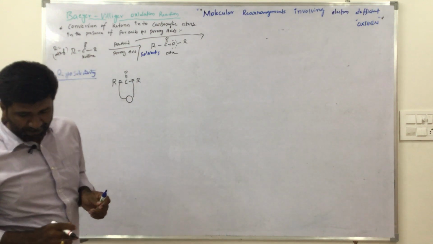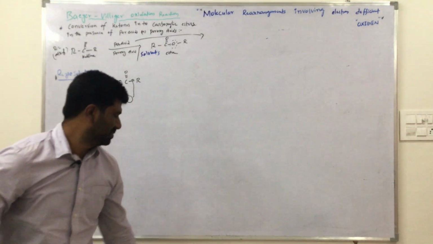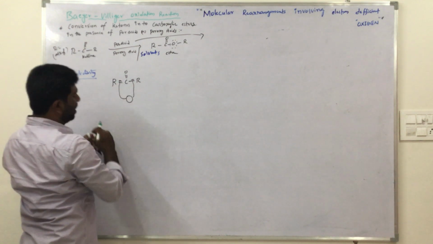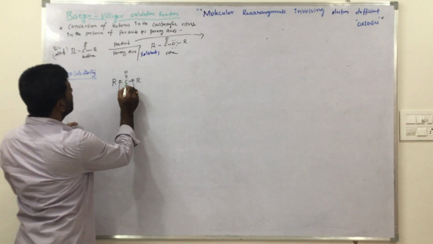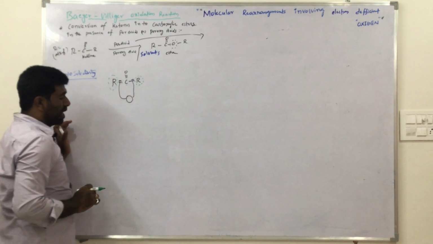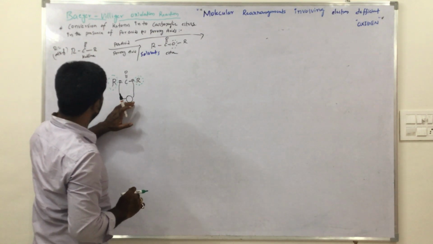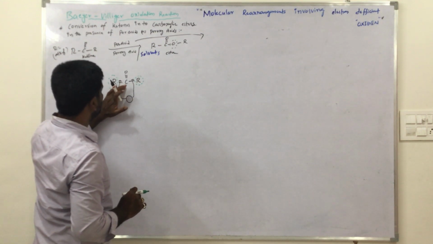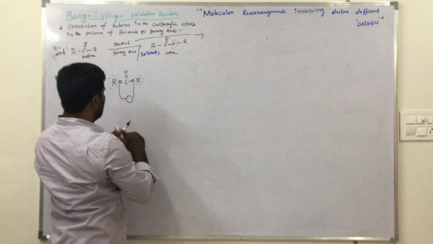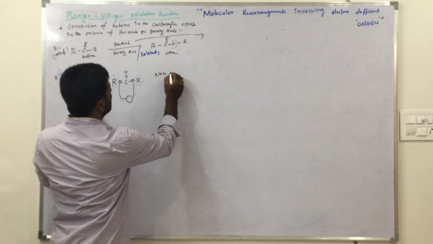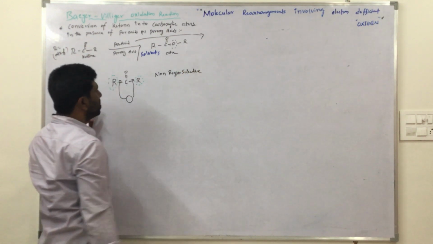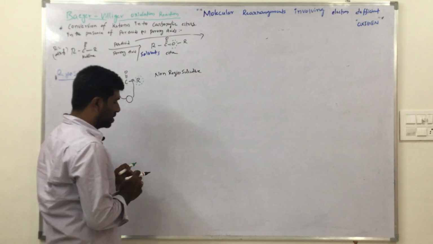both sides of the keto group have the same alkyl group. So oxygen insertion takes place on both sides. Okay, there is no difference between this R group and this R group. So this is called non-regioselective.